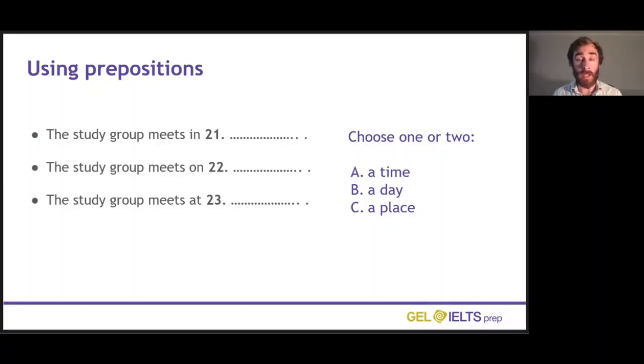So question 21, we can be sure will be a place. The study group meets in the library, for example. It's not going to be a time. The study group meets in 2012. That would be very strange to give a year. Or the study group meets in October. That seems unusual for a university study group.